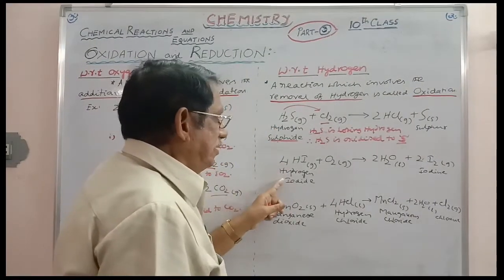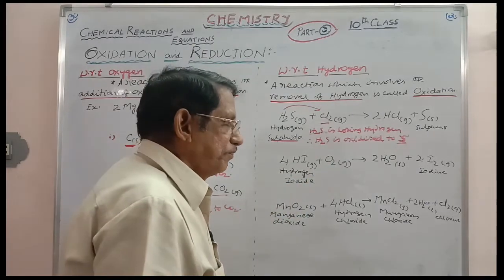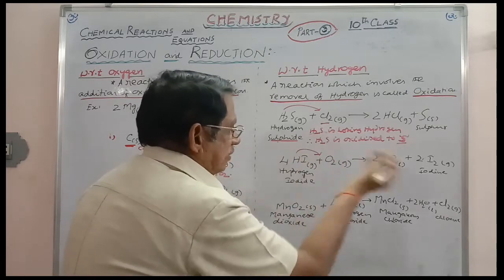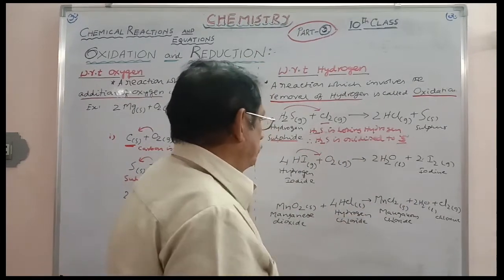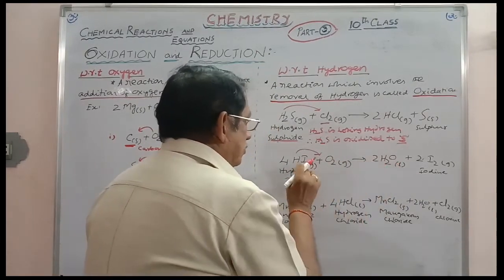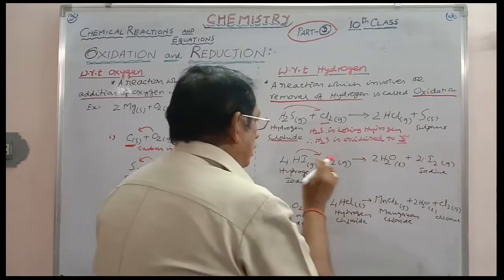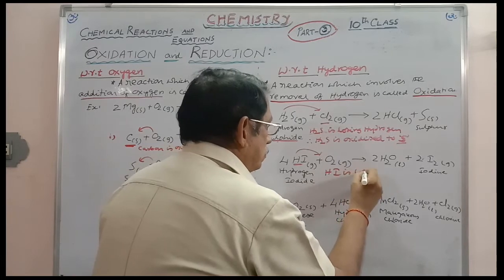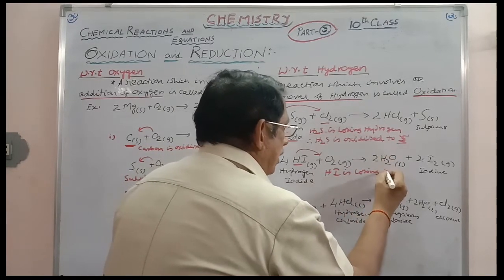Similarly, you can take hydrogen iodide treated with oxygen here. What happens? Hydrogen iodide is losing hydrogen, giving hydrogen to oxygen. And so it is converted into water. What about I? It is converted into I2. That means HI is losing hydrogen.